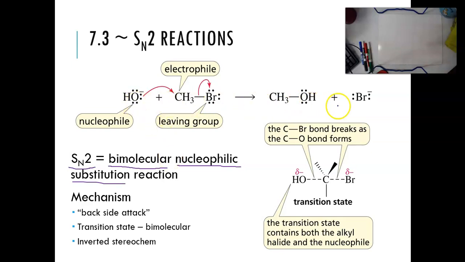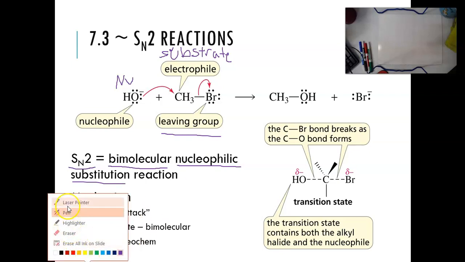Here's our reaction. We're starting with a nucleophile, and we're reacting it with our substrate. And so remember, our substrate is made of 2 parts, the carbon portion and a leaving group. So our bromine in this case is our leaving group. The red arrows are showing us the mechanism.